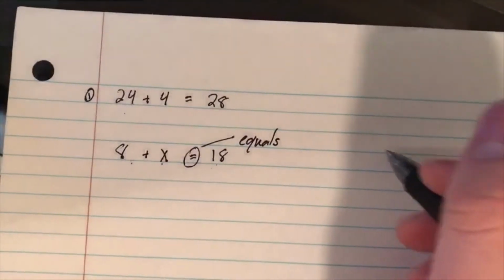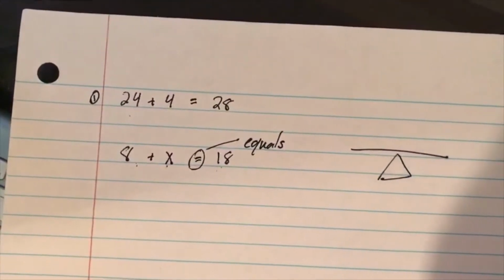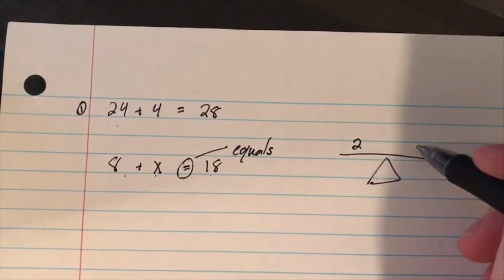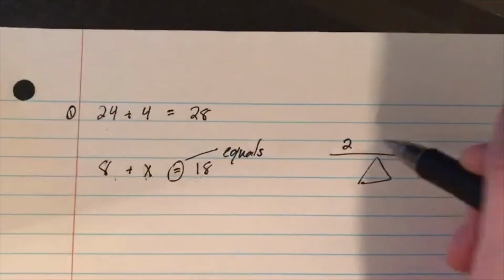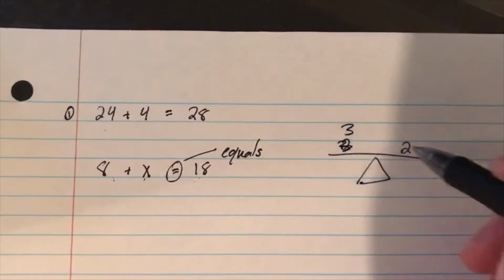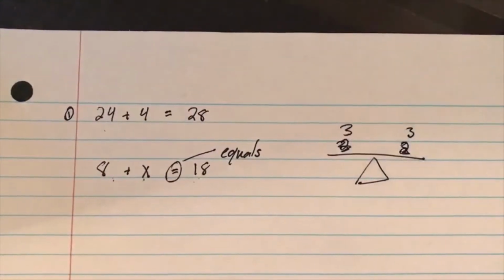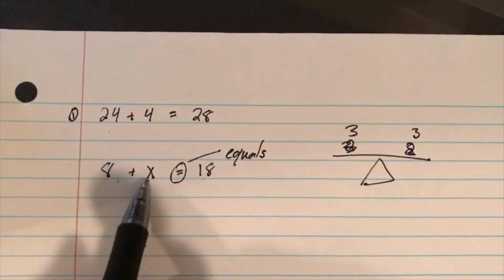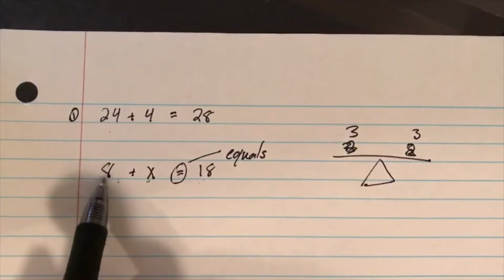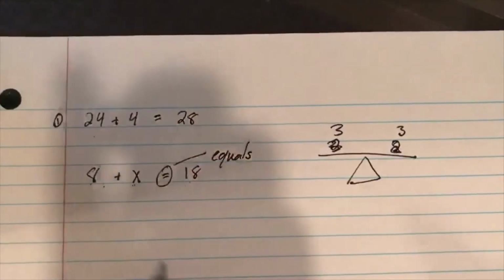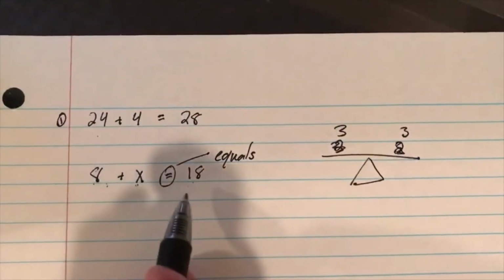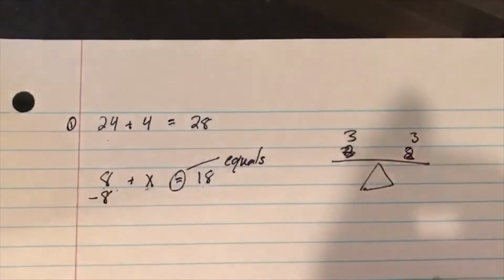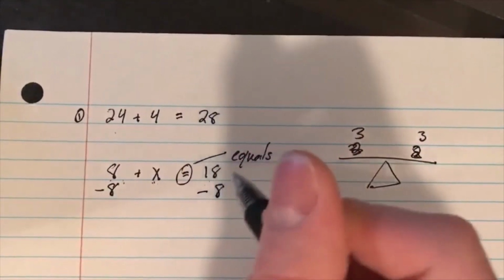So if I have a balance over here that has 2 apples and 2 apples, if I add one apple over here, I need to also add one over here to maintain the balance. So the same idea applies. If we want to get x by itself, we need to get rid of this 8. And since we're adding an 8 to this x, we need to subtract an 8 away from both sides of the equation. So we would subtract 8 from both sides of the equation.